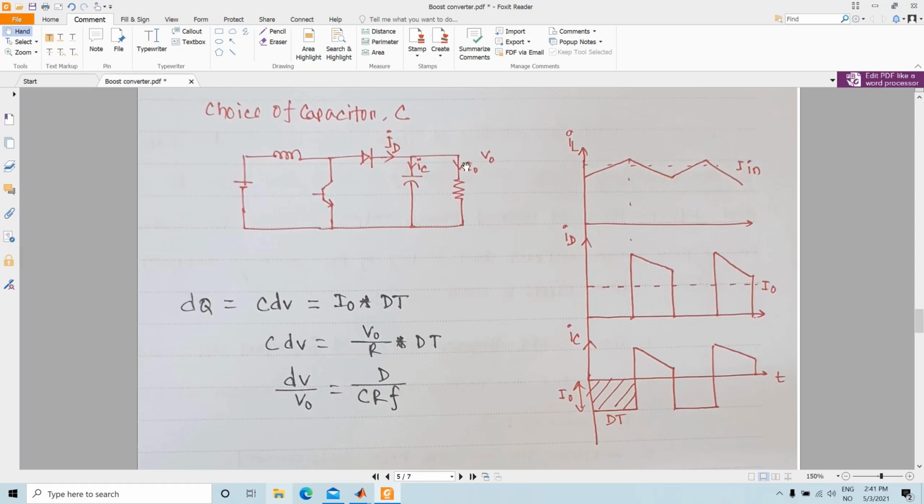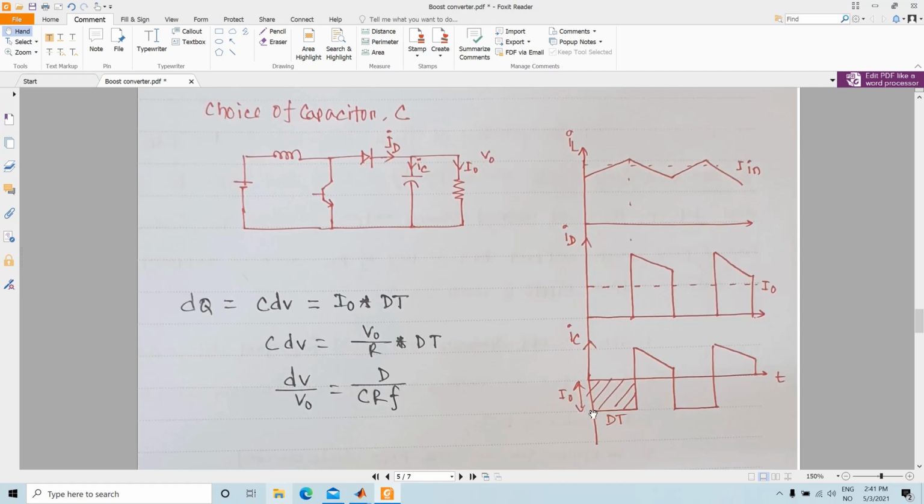One will go through the load, and as we are saying that the output current, or this I naught, is basically linked with the input current and the duty cycle, so 1 minus D multiplied by our I in is equal to I naught. So I naught lies somewhere here, and the rest will flow to the capacitor. So the capacitor current will look like this. It will be a fixed negative value which will be equal to minus I naught.